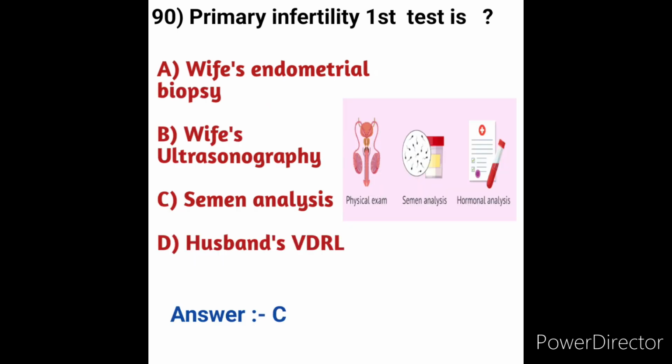Here we can see the infertility tests. Physical examination is to be done first, then semen analysis, and hormonal analysis is also one of the infertility tests. Here option C is the correct answer, semen analysis. Next, move on to question number 91.